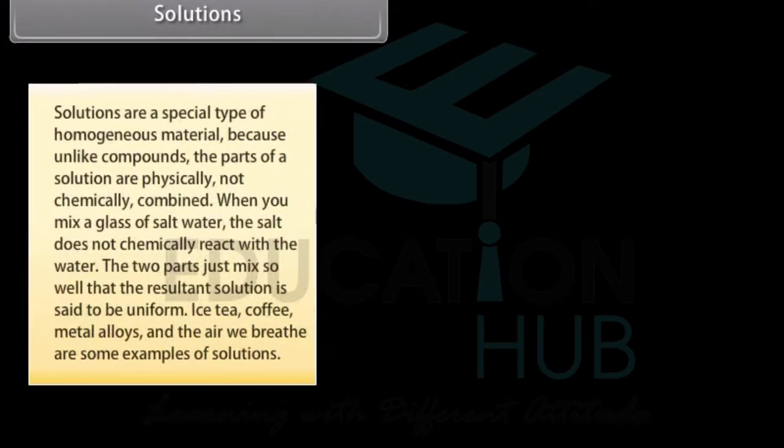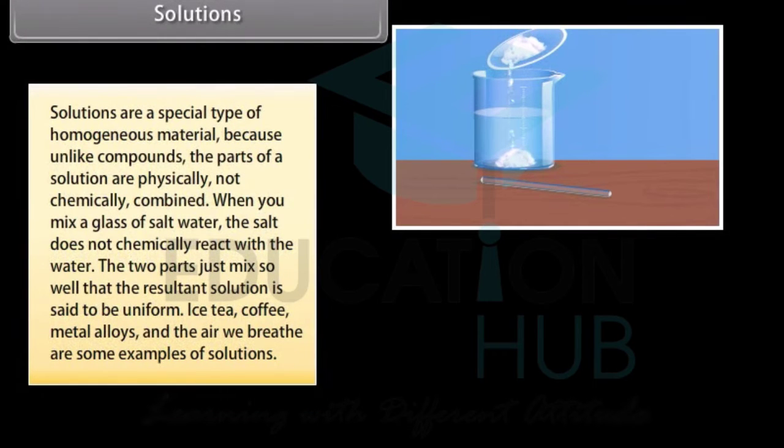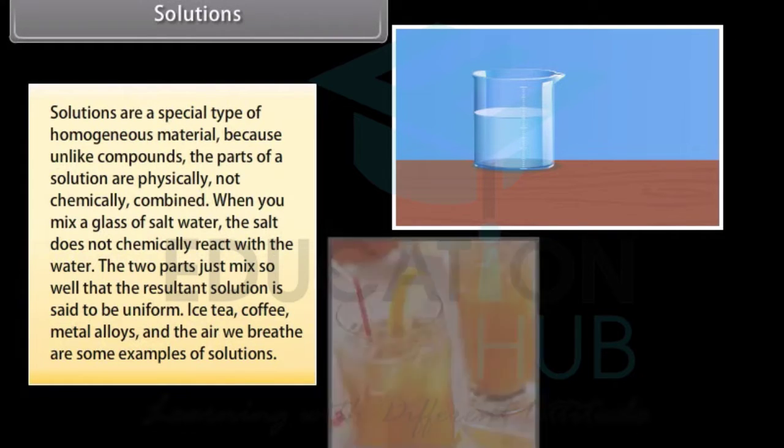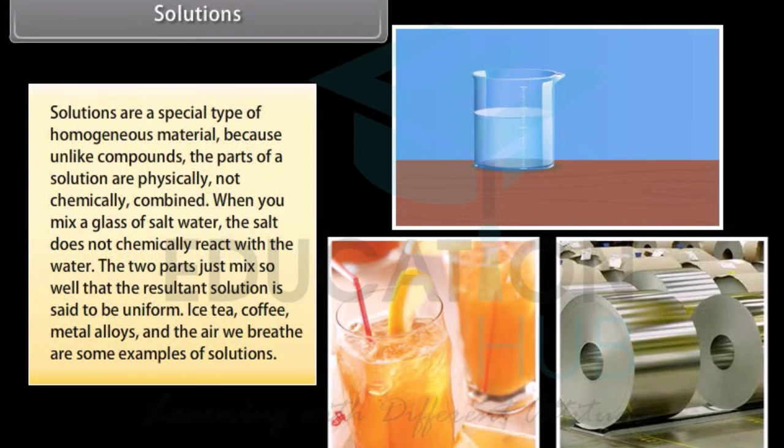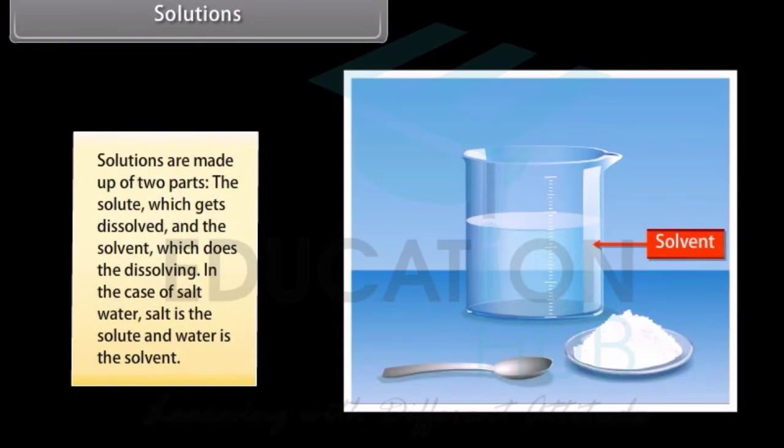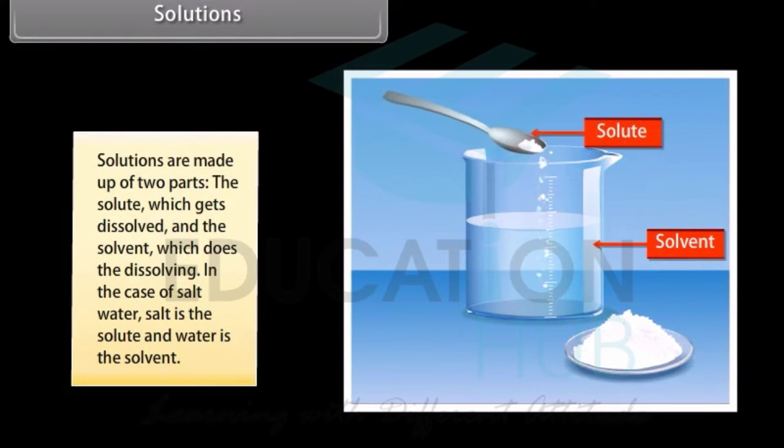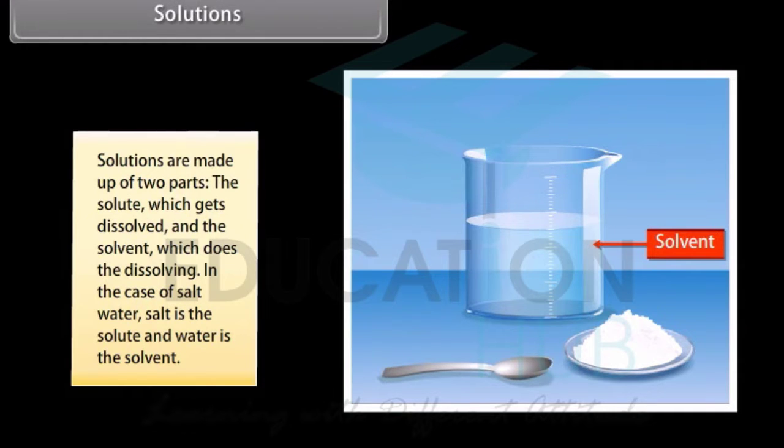Solutions. Solutions are a special type of homogeneous material because unlike compounds, the parts of a solution are physically, not chemically, combined. When you mix a glass of salt water, the salt does not chemically react with the water. The two parts just mix so well that the resultant solution is said to be uniform. Iced tea, coffee, metal alloys, and the air we breathe are some examples of solutions. Solutions are made up of two parts: the solute, which gets dissolved, and the solvent, which does the dissolving. In the case of salt water, salt is the solute and water is the solvent.